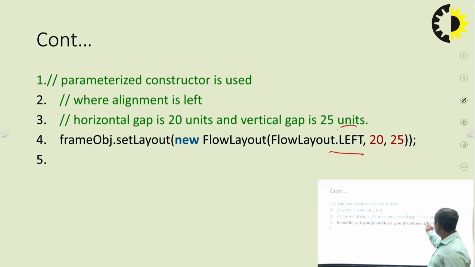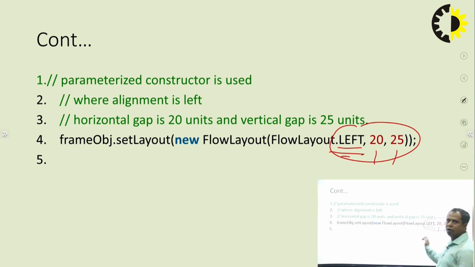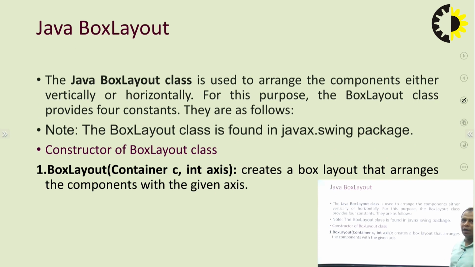If you want to change our output, we can pass left, right with horizontal and vertical gap. Next example, Java box layout. When we want to show our components in box format, we will use box layout. The Java box layout class is used to arrange the components either vertically or horizontally.